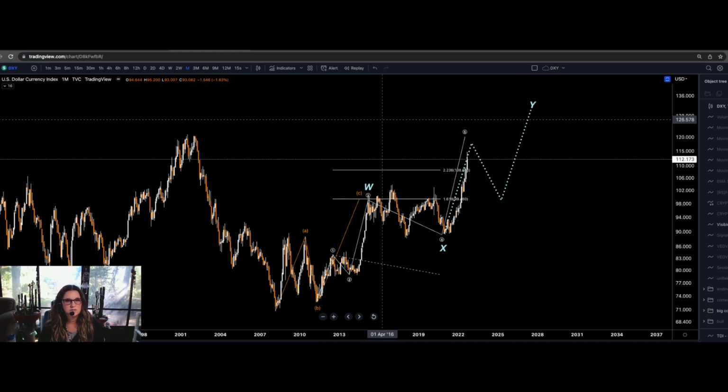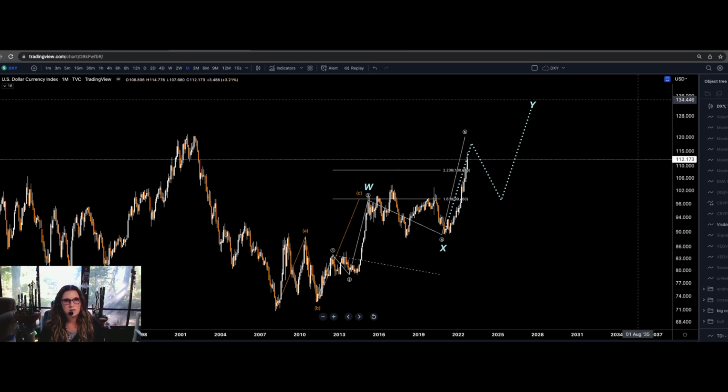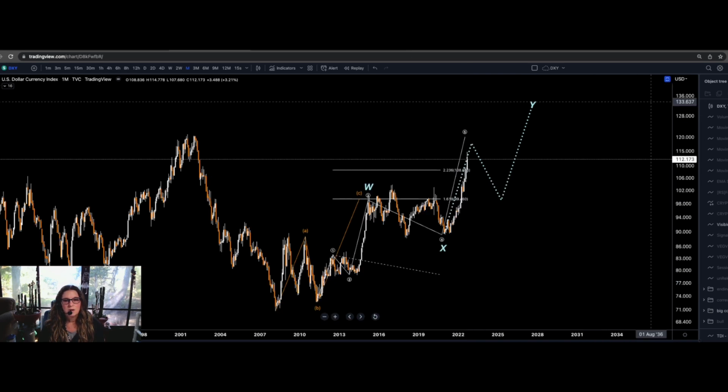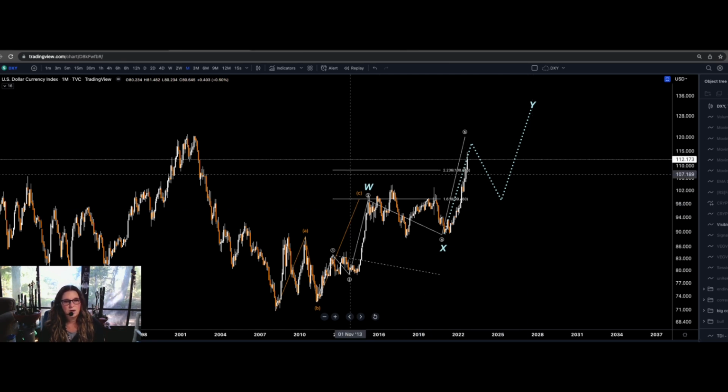Let's take a look at the DXY. The DXY on the monthly time frame is very, very overstretched. I would assume that a correction is coming here soon. The options here on the higher time frame is that it created a 3-wave move, ABC, for a W.